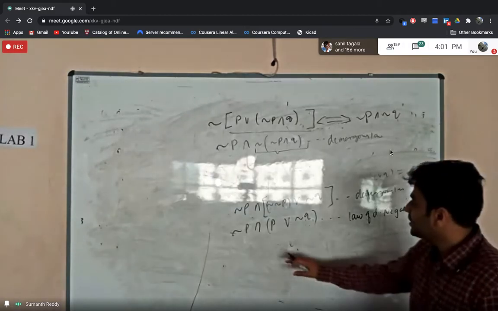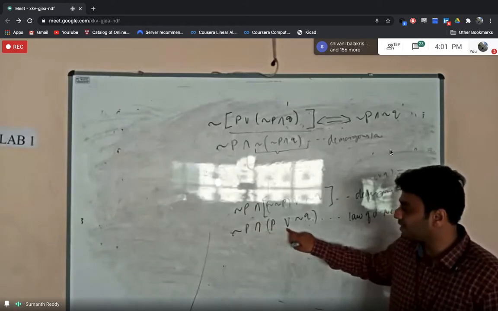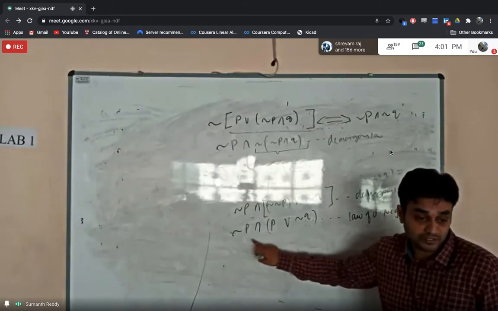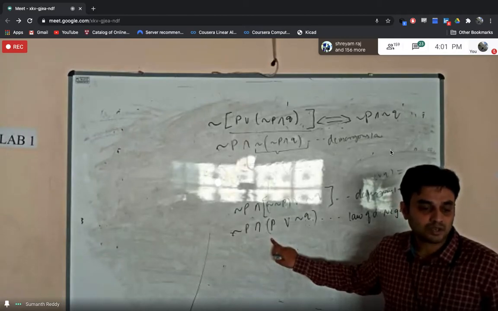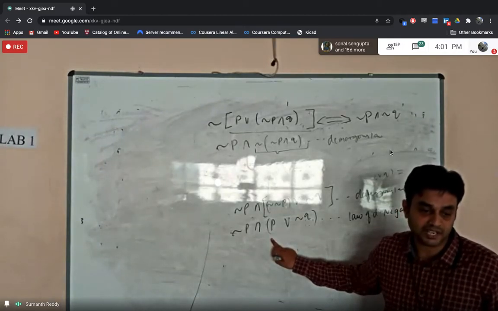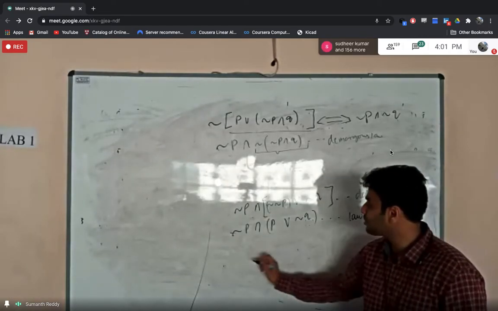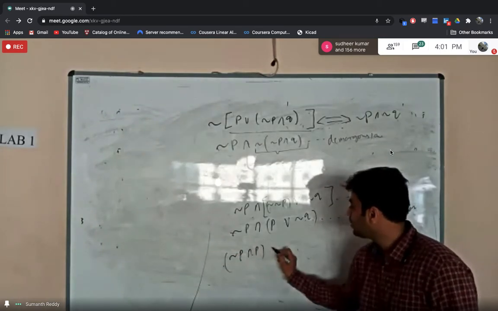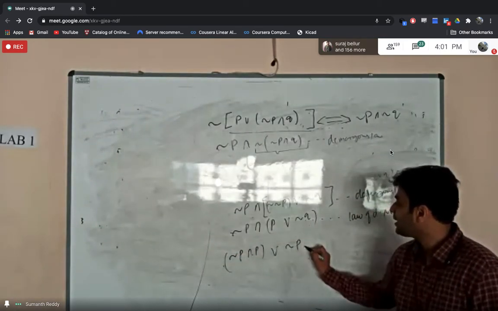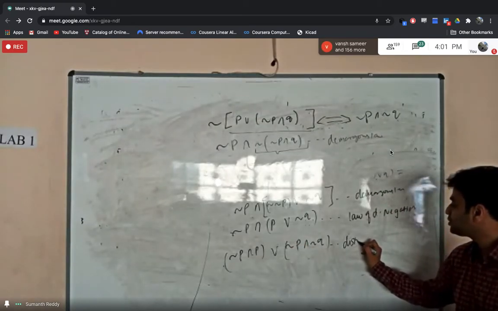Okay, so again, if you see this, here the symbols are different and the propositions are also different. Okay, don't think negation of P and P are the same. No, they are different. So when the symbols are different and the propositions are different, next what you have to do is just apply the distributive law. Okay, so if you apply the distributive law, what will happen? Negation of P ampersand P, or negation of P ampersand negation of Q, right? So this is by distributive law.